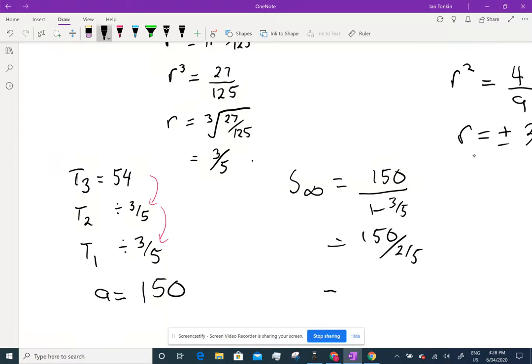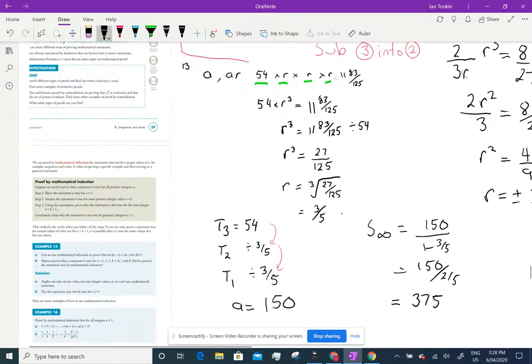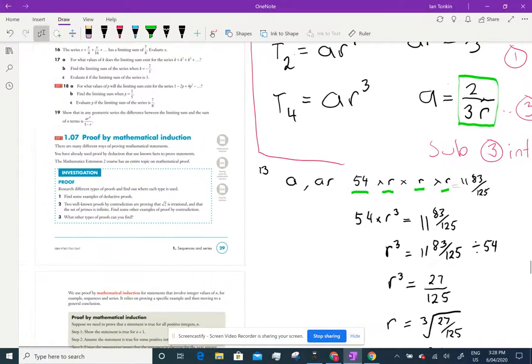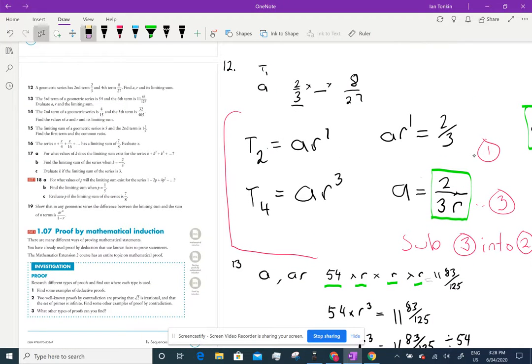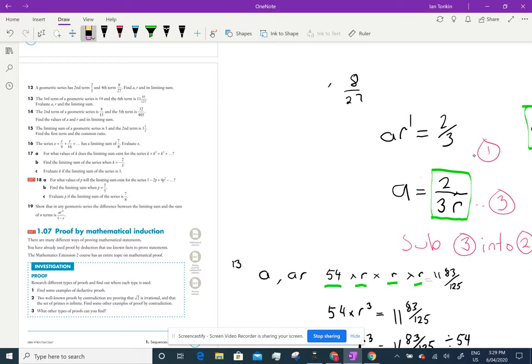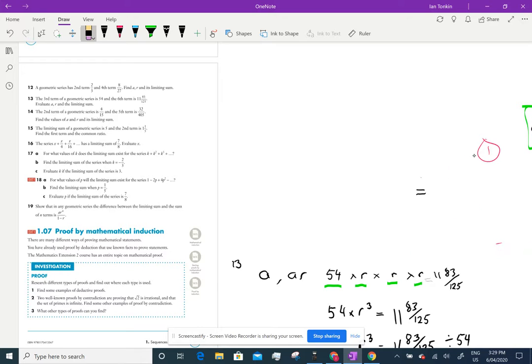Yep, 375. Now, I'm going to do one more, but I am going to do this one algebraically because I know some of you would prefer to think of it that way. So I'm going to use my T of n, my S of infinity, and I'm going to get equations and I'm going to solve them.